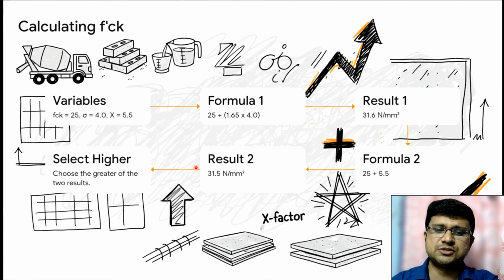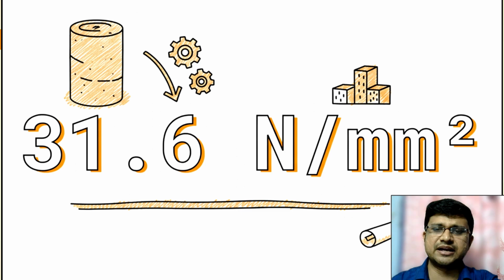Now we have to compare these two results. One is 31.5, another is 31.6. So which one is more? 31.6 is more. So this will be our target mean strength. So our target mean strength will be 31.6 Newton per millimeter square.